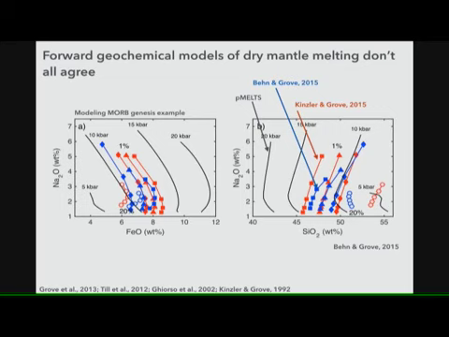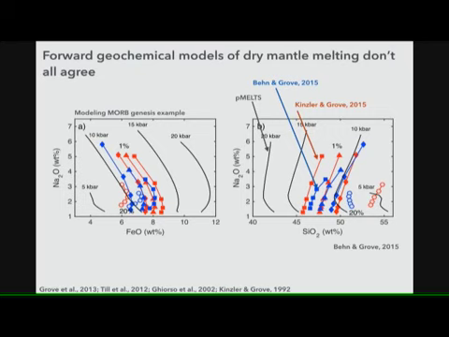And here in Bain and Grove is a plot that shows some differences between different models. So they don't all give you exactly the same thing. There's still some disagreement between them based on how they were calibrated and what their main application is for. So here is an example. Kinsler and Grove, that should say Kinsler and Grove 1992, not 2015, is a melting model that was based on experiments that came out in the early 90s for mid-ocean ridge magmagenesis, and that's showing you the melt compositions here in the red lines.